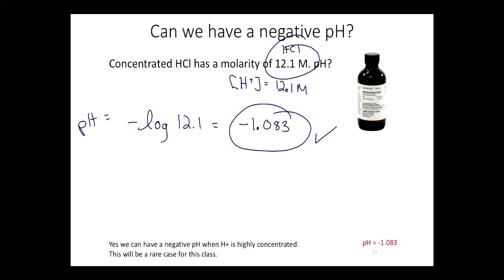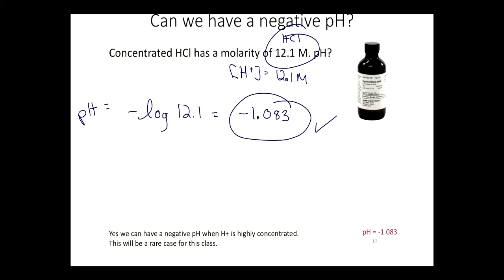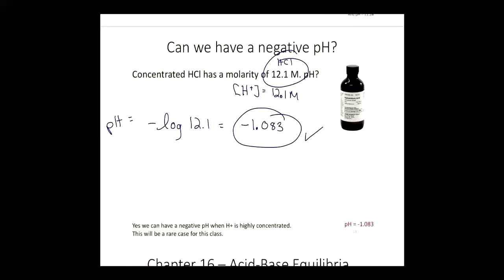So yes, you can have a negative pH. You can also have pHs that are greater than 14 if you have a very, very basic hydroxide concentration as well. All right. Okay, so those are our pH calculations.